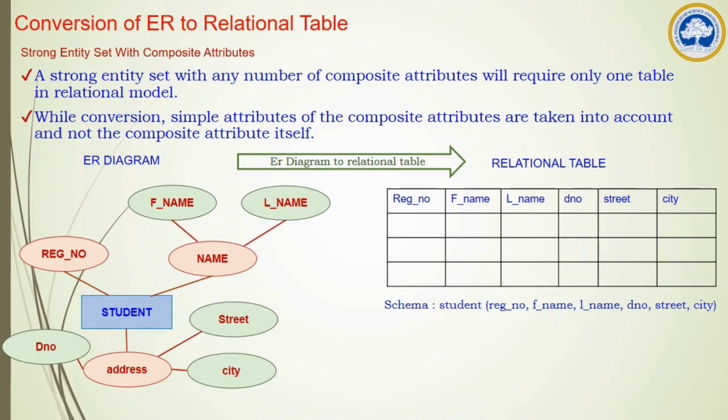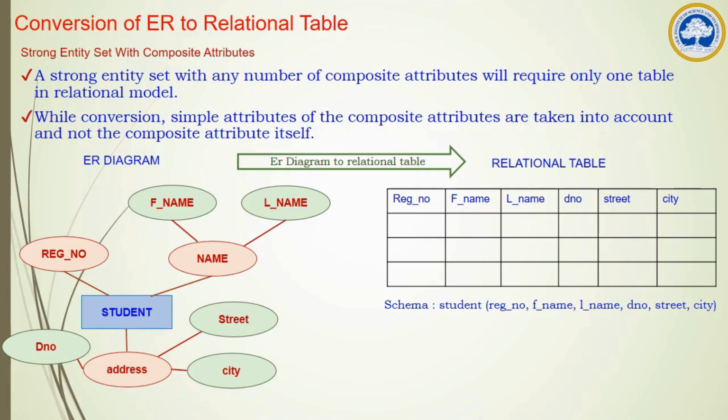Now, when the strong entity set has composite attributes, how will it be converted to a relational table? Here, a strong entity set with composite attributes will require only one table in the relational model. While converting, the simple attributes of these composite attributes are taken into account, but not the composite attribute itself.